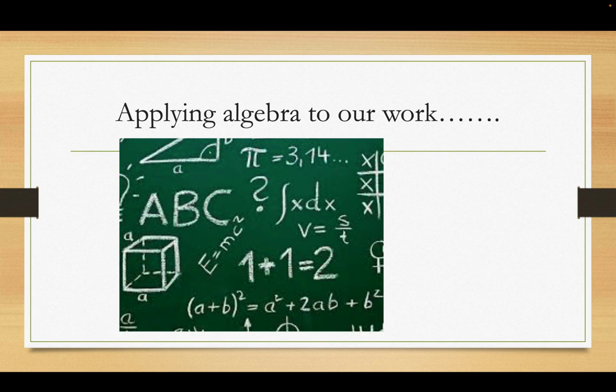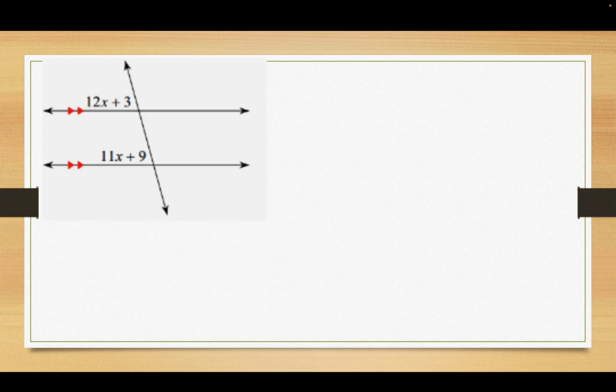Now let's apply some algebra to our work. Take the same concepts, but what happens now? So in a problem like this, what you're going to have to do is ask yourself, are they congruent or are they supplementary? Those are the only relationships shared here. By the way, you know the lines are parallel because of the red markings on each line showing triangles in the same direction, same number of triangles. So that would be parallel. So the question is, does 12x plus 3 plus 11x plus 9 equal 180, or does 12x plus 3 equal 11x plus 9? Figure that out and solve.